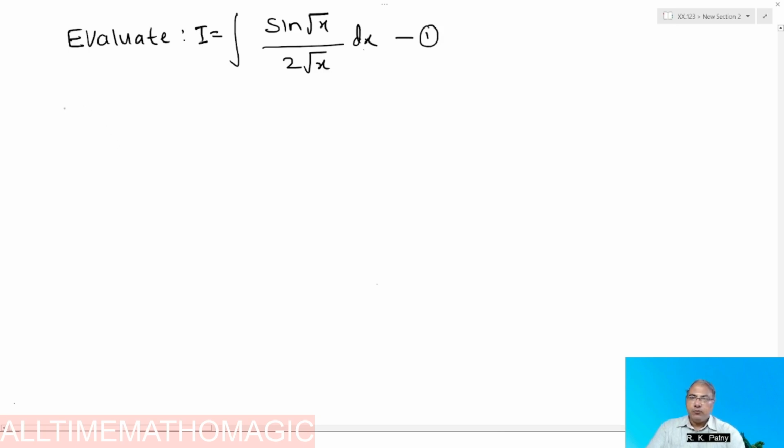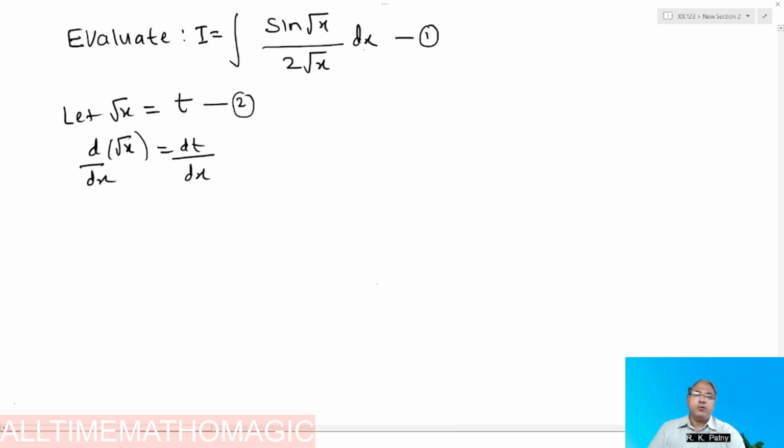Now let root x equals to t. Why are we doing this? So that the given problem, which is not in the standard form, we can convert into the standard form by putting some suitable substitution, for example, root x equals to t. And as soon as you put the substitution, you have to do the derivative. So differentiation of root x with respect to x equals to dt by dx. And root x equals to t, let us call it equation number 2. Now the derivative of root x is nothing but 1 upon 2 root x, with respect to x, equals to dt.